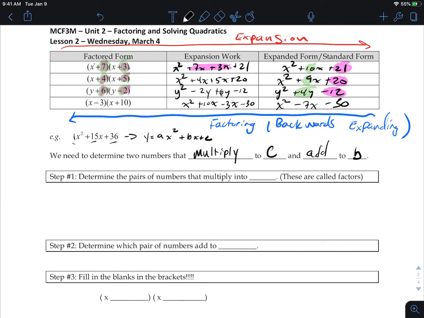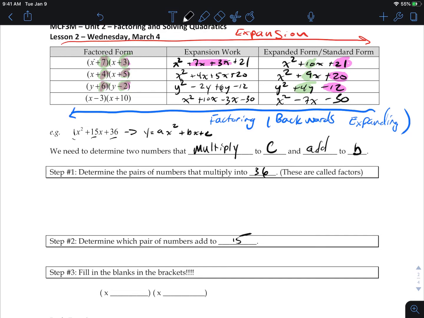So determine the pairs of numbers that multiply to 36. That's what's going to go in the box. These are what's called factors. Add to 15. Right? Let's do the work inside this, in between the spaces. So we're going to go, okay, well, we need to multiply to 36 and add to 15. What are those two numbers? We said were 12 and 3.